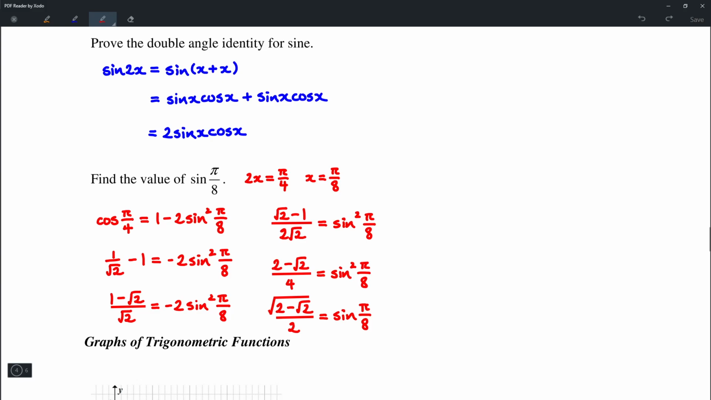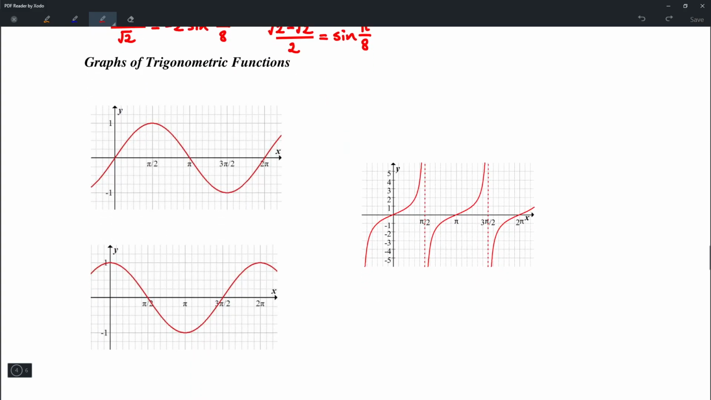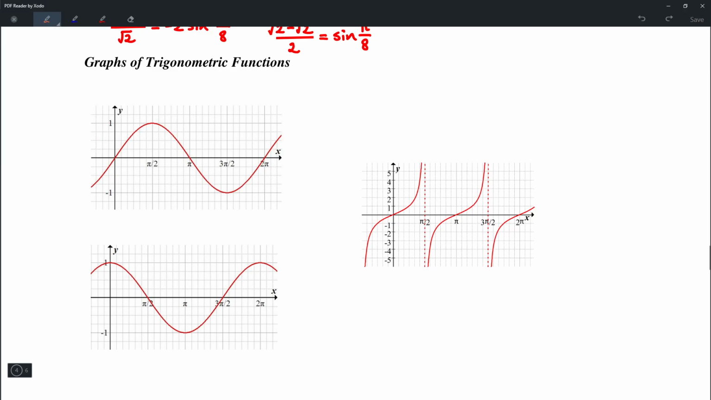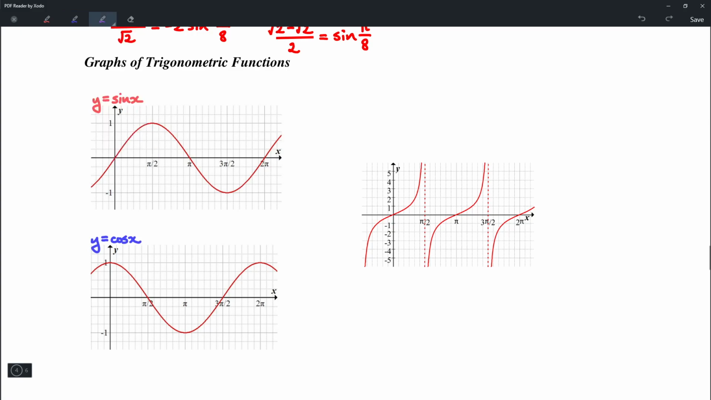Okay, next, we're also going to be looking at the graphs of trigonometric functions. There are 3 main ones, and here they are. So the first one we have is, of course, just y equals sine x. And then from there, we also have y equals cosine x. And the third graph is y equals tangent x.